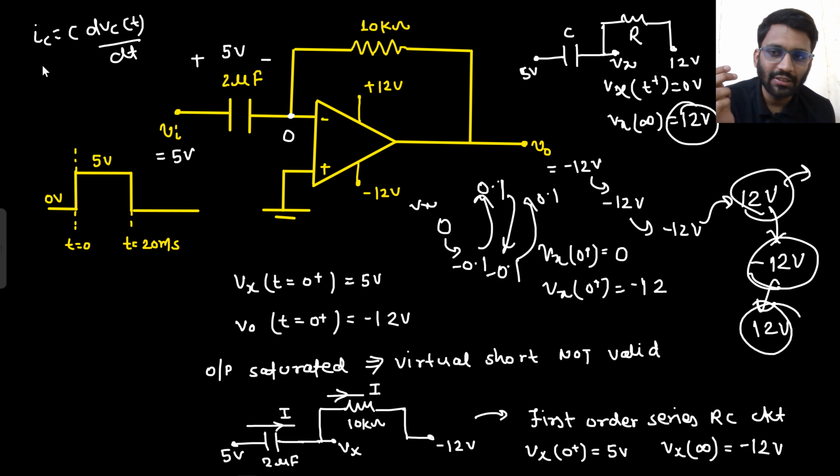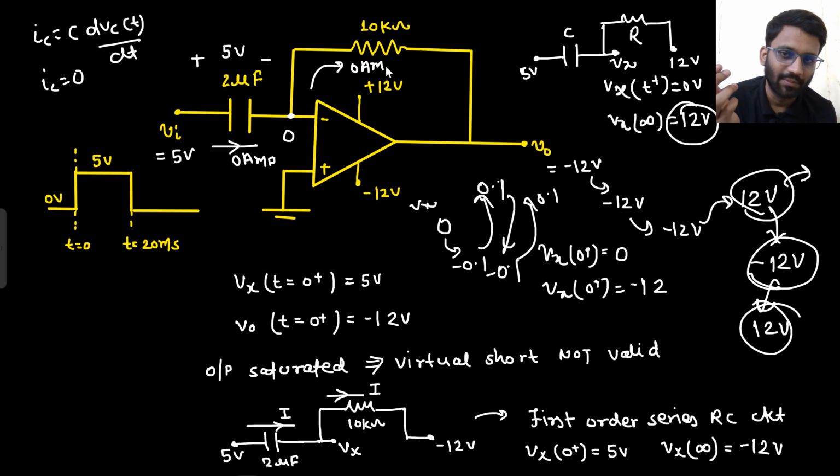If the voltage is fixed, that means the current is 0, because differentiation will be 0. So if voltage is fixed, that means current is 0. That means from here 0 ampere current is flowing. If 0 ampere current is flowing from here, the same current is flowing here. So the same 0 ampere current will be flowing through the resistance as well. So this 0 will be copied towards the output.